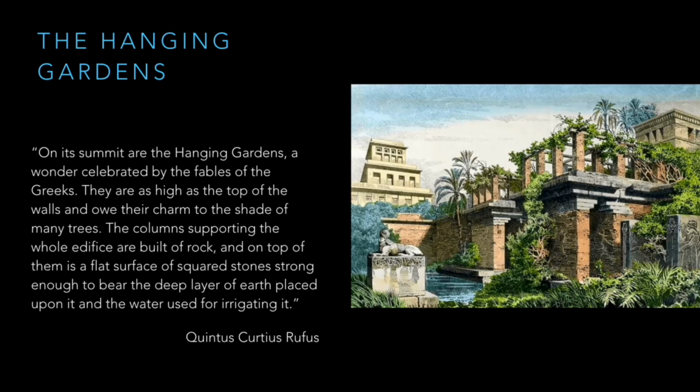We don't actually have any archaeological evidence for the gardens, but we do have some descriptions from classical authors and historians. Quintus Curtius Rufus, for example, describes it this way. On its summit are the Hanging Gardens, a wonder celebrated by the fables of the Greeks. They are as high as the top of the walls, and owe their charm to the shade of many trees. The columns supporting the whole edifice are built of rock, and on top of them is a flat surface of squared stones, strong enough to bear the deep layer of earth placed upon it and the water used for irrigating it.